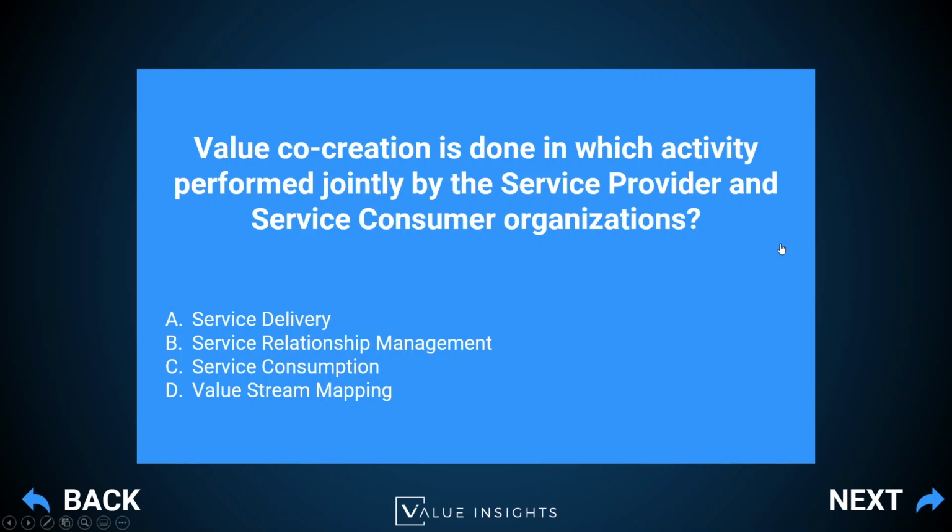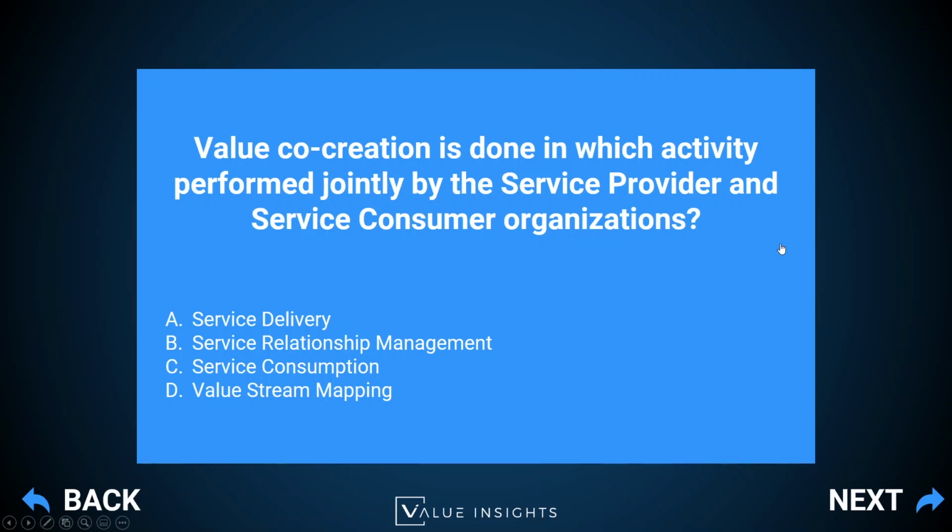Yeah, we work together jointly, right? That's the keyword here in this question, that we jointly perform activities between the service provider and the service consumer organizations. So it is service relationship management. A says service delivery, which is a one-side activity coming from the service provider organization, which means we deliver services to our customers. C says service consumption, which is the other end of this service delivery activity, right? The customers consume the services that the service provider organization delivers. So it's a one-sided activity again.